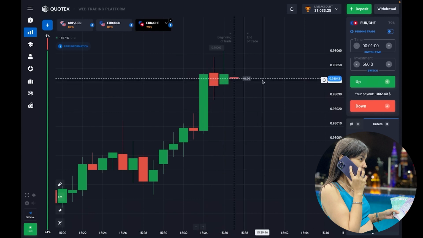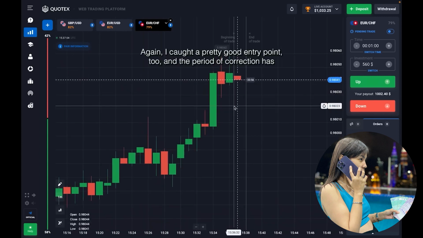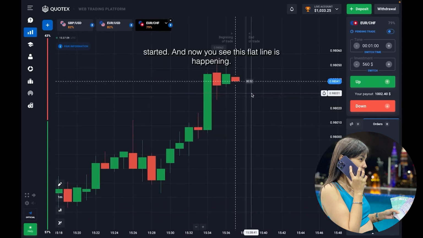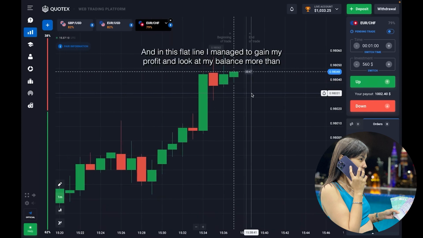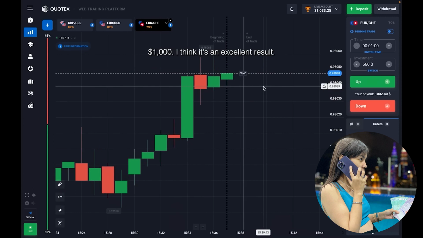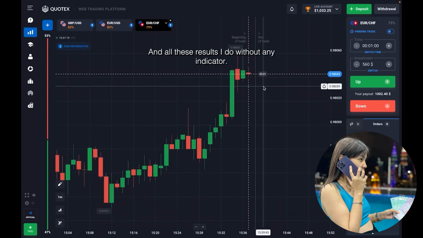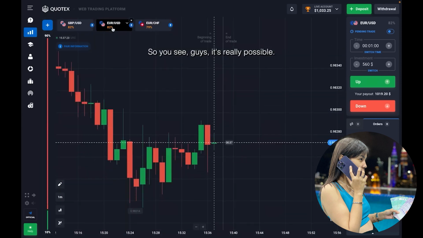Amazing result, and I think I got a pretty good entry point again. The period of correction has started, and now this flat line is happening. So on this flat line I managed to gain my profit, and look at my balance, more than $1,000 right now, and I think it's an excellent result. All these results I do without any indicators. And you see guys, it's really possible for everyone.